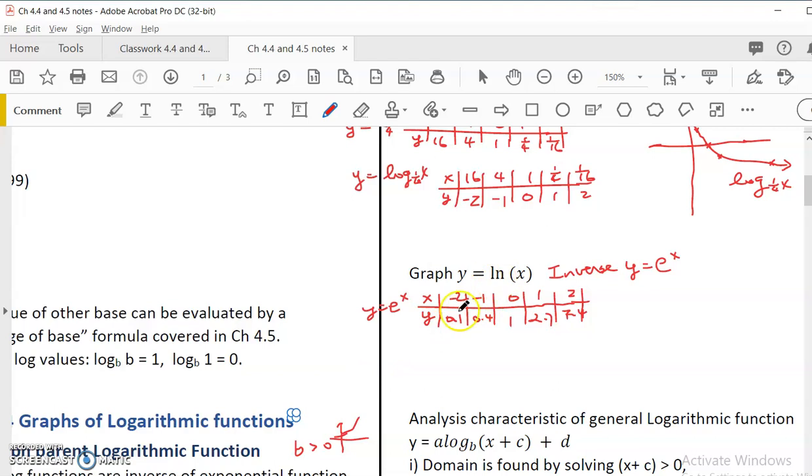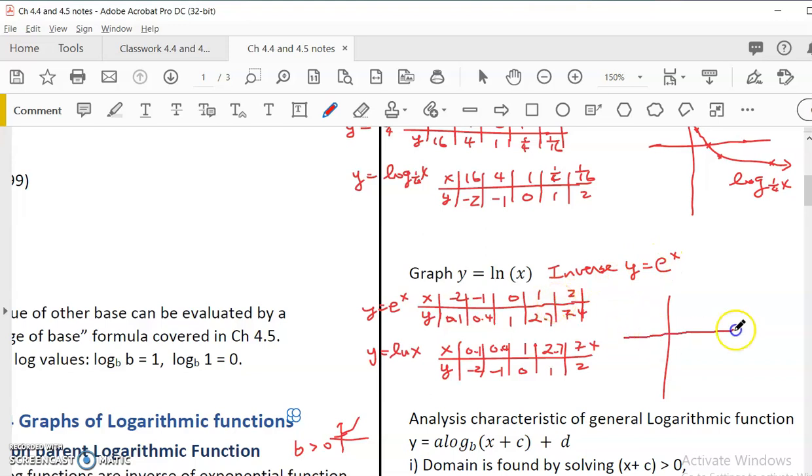But now we are ready to do ln. y equal to ln x. We will just copy this table, but switch x and y because they're inverses of each other. So the x values are 0.1, 0.4, 1, 2.7, 7.4, and then the y will be negative 2, negative 1, 0, 1, 2. So when I graph, I don't care about e to the x, but I use it to build a table. I don't need to graph it.